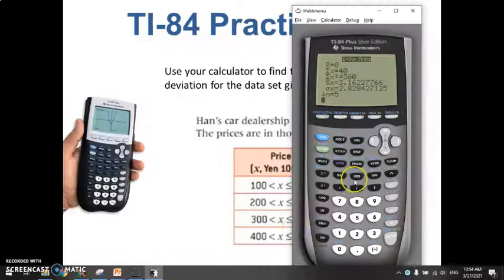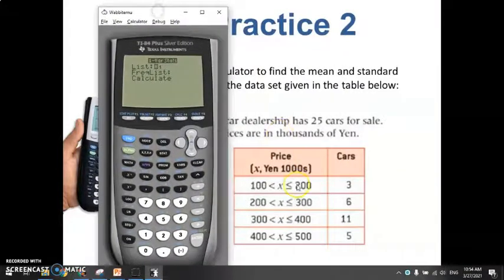So let me show you that. If I go to stat, calc, one variable stats, list. So if you've entered this as 2 lists, again, here, you would enter list 1 here, then you go for frequency list, you'd have to go second and then 2 for list 2. All right, then it will know that it has to multiply each of those values by 3 and then 6 and 11 and so on. Calculate, and it should give you that. Let's check.